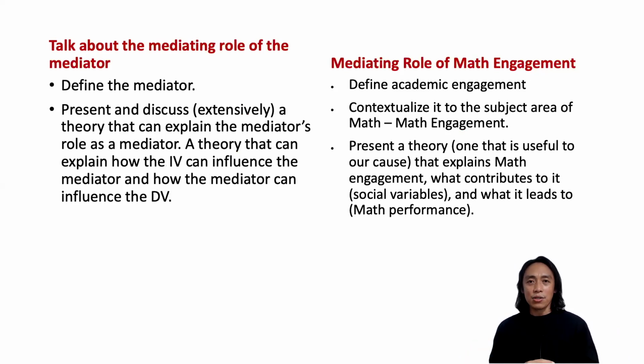So, the next section of our narrative is we talk about the mediating role of the mediator. So, in the example, in the third section of the RRL, I will talk about the mediating role of math engagement. What do we write here? First, we define the mediator. Therefore, we define academic engagement. Again, funneling it eventually to math engagement. After defining academic engagement, I then contextualize math engagement to a specific subject area, which is mathematics. In this specific case, perhaps I'm also going to talk about how math engagement was measured in PISA 2022.